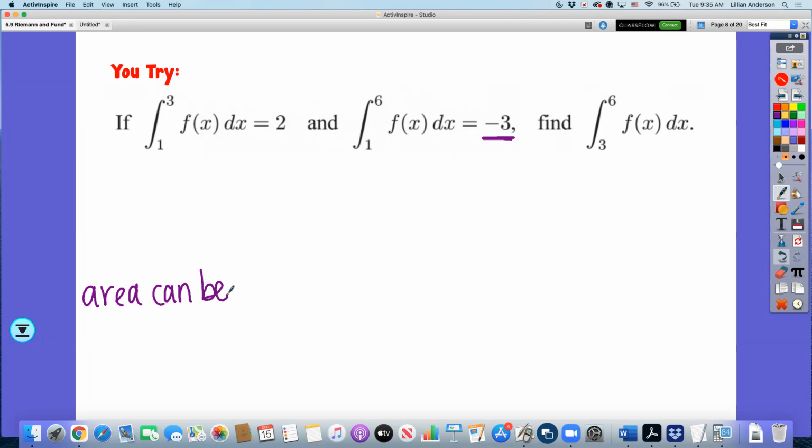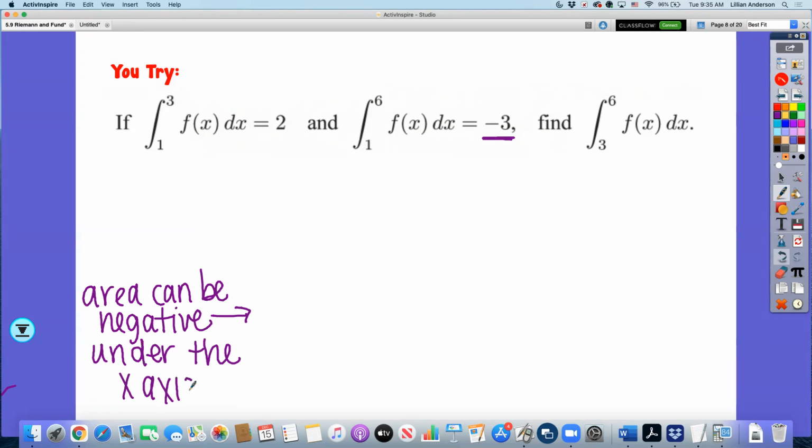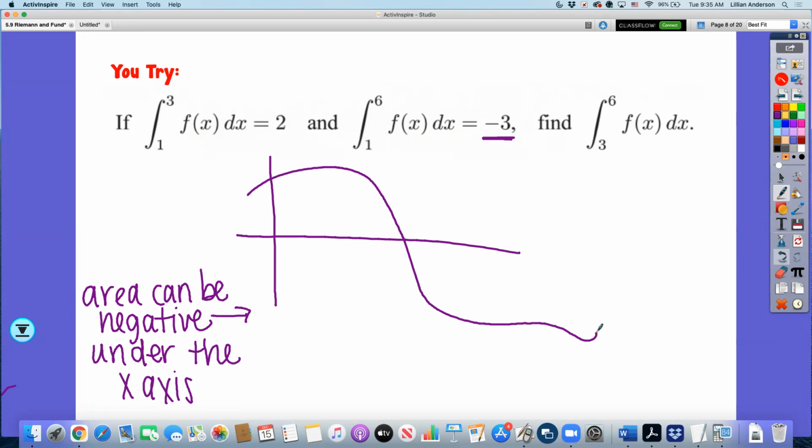If it is negative, what does that mean graphically? It's under the x-axis. It means that the curve is underneath the x-axis. Exactly. So if area is negative, that means at some point in time, the curve dips below the x-axis, and that's how we get a negative area. So just going to do a quick sketch here. At some point it dips below like so.